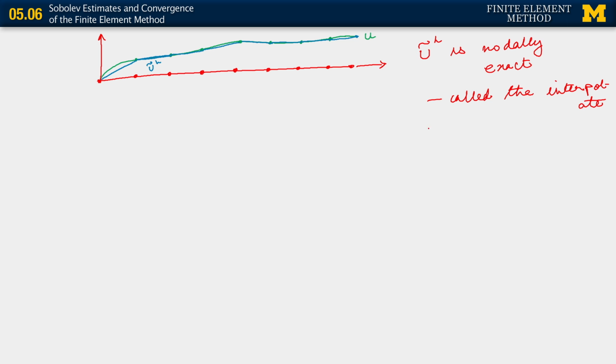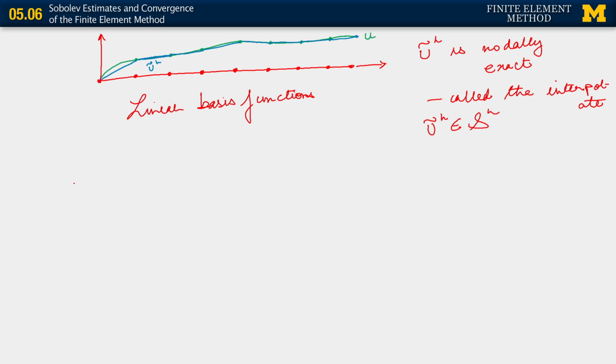Okay, and just remember that u tilde h belongs to Sh, right? And that's reflected in the fact that it is linear over elements. In this case, we're considering linears, okay? So we're considering, in this particular example only, linear basis functions. All right? Okay, so this is what we have.